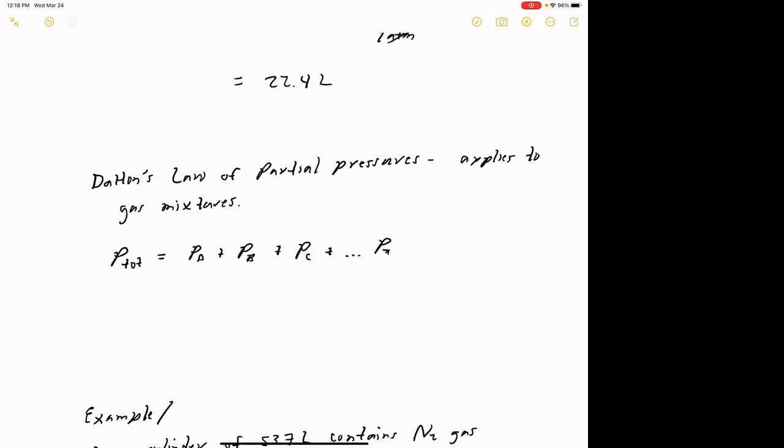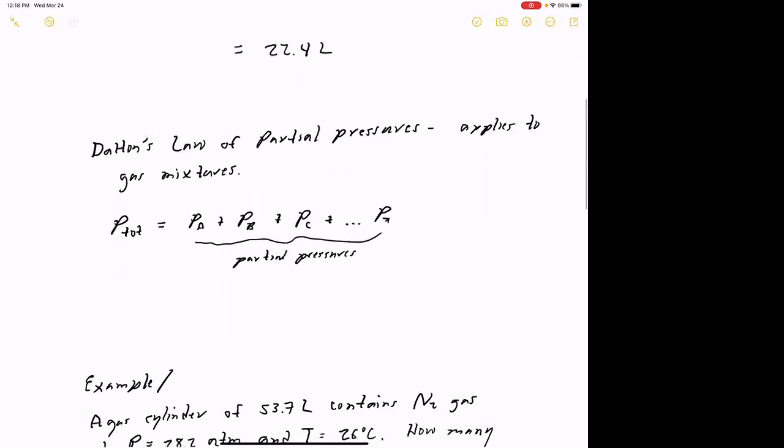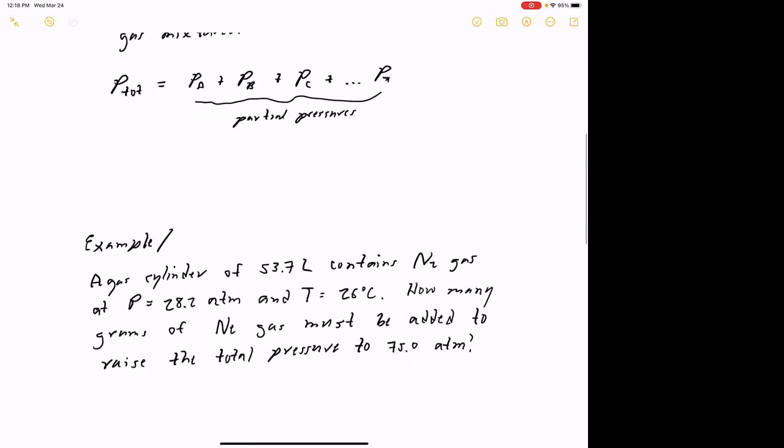And these pressures, by the way, that we add up are what we call partial pressures. The reason we call them this is because when we add them up, we get the total pressure, right? So we add all the partial pressures of the individual components together, and we end up getting the total pressure of the gas. That's all Dalton's law says. Now, what we can do is apply this to an example or two and just see how it might work.